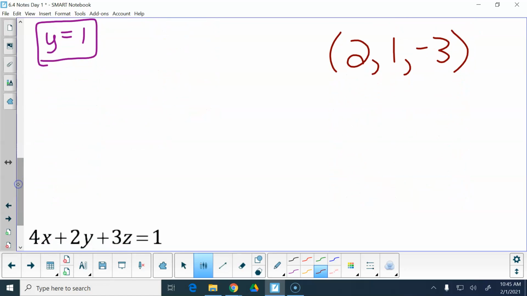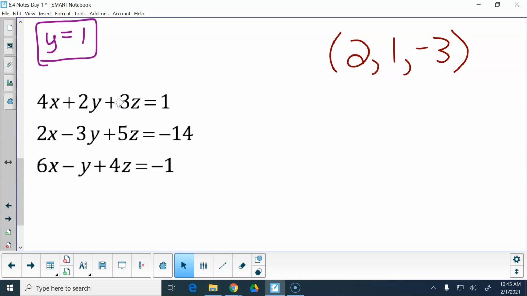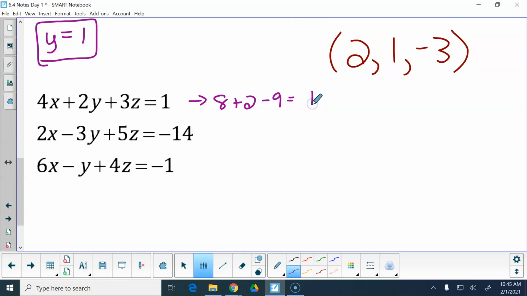And now we just have to check it. 2 times 4 is 8. 2 times 1 is 2. 3 times negative 3 is negative 9. And that's equal to 1. Checks out. 2 times 2 is 4. 3 times, or negative 3 times 1 is negative 3.